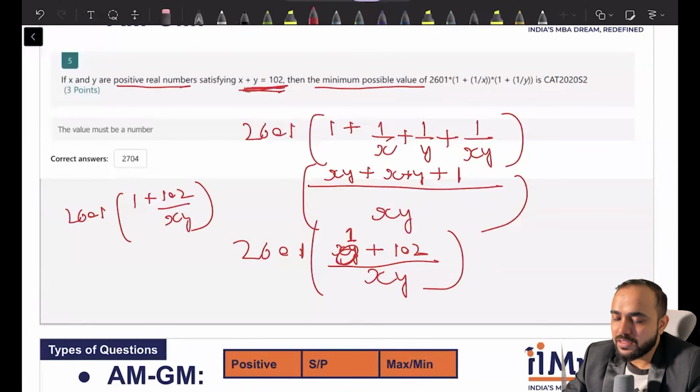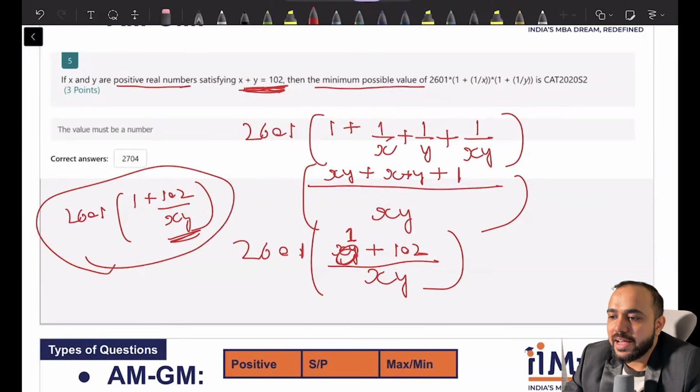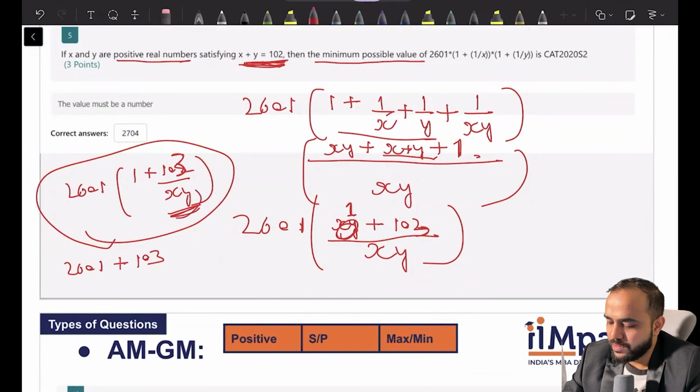So X plus Y is fixed. You want to find the maximum value of XY to minimize this expression. So that will happen when X is equal to Y. Yeah, sorry. This will be 102 plus 1. So 103. You can write this as 103. That is fine. So the minimum will happen when X is equal to Y, or X and Y are 51 and 51. So you can get your answer from there. So the answer will be what? 2601 plus 103. Because 51 into 51 will be 2601.